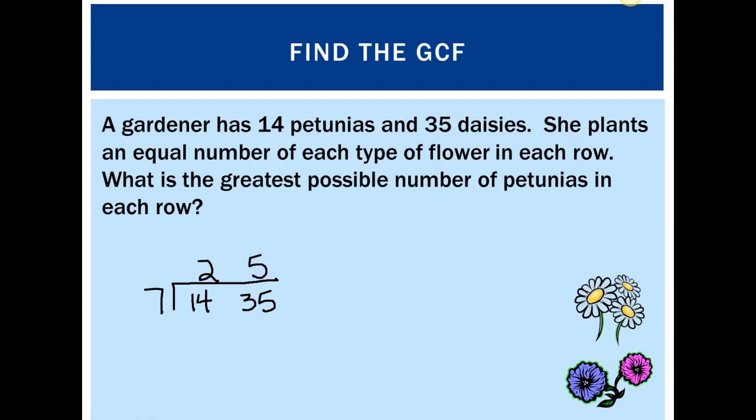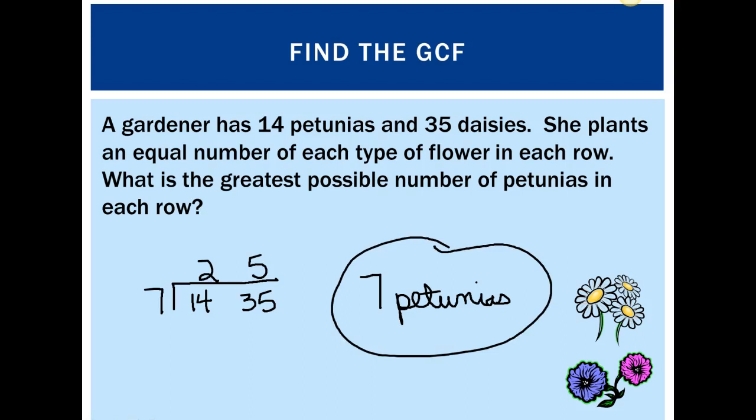I next look at 2 and 5 and determine whether or not they have any common factors other than 1. They don't, which tells me I'm finished with the problem. The GCF of 14 and 35 is 7. That means that the greatest possible number of petunias the gardener can plant in each row is 7.